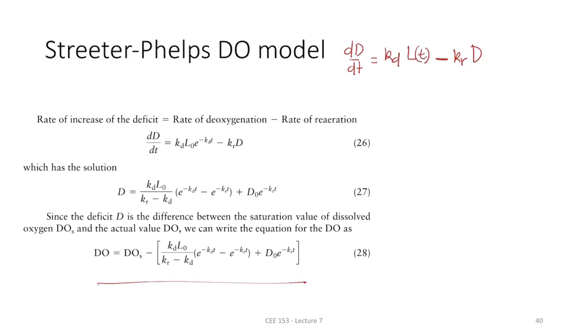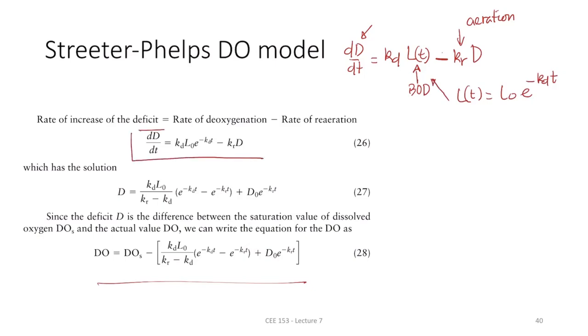So what I'm saying here is that the deficit in oxygen depends on one rate where the deficit increases because of BOD, or it can decrease. The deficit can decrease, that's a negative sign, because of aeration. So if you write this equation and substitute L(t) equal to L0 e to the minus kD t, you will get this. If you substitute here, you should be able to get this value.